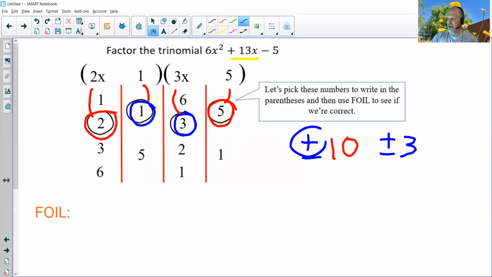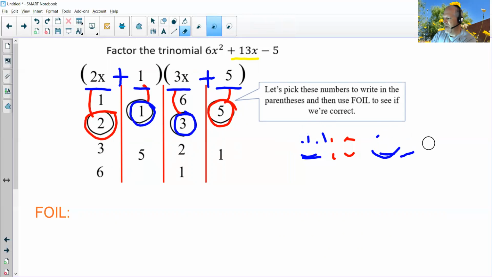Since I want 10 to be positive and 3 to be positive, I would put a plus here because that's 1 times 3, which is 3. And I would put a plus here because that would give me outside times outside, 5 times 2x, which is 10x. So that gives me my positive 10 and my positive 3. All right, so I'm going to erase a lot of the mess here to keep it a little bit cleaner.